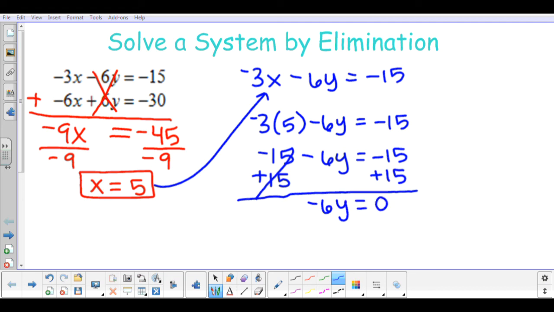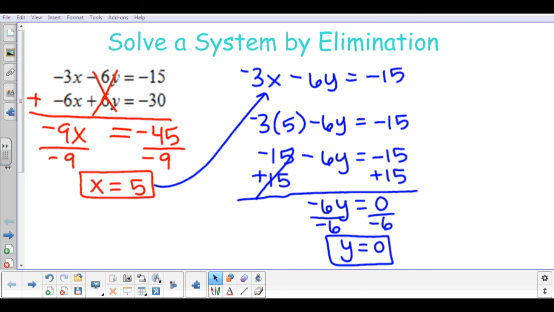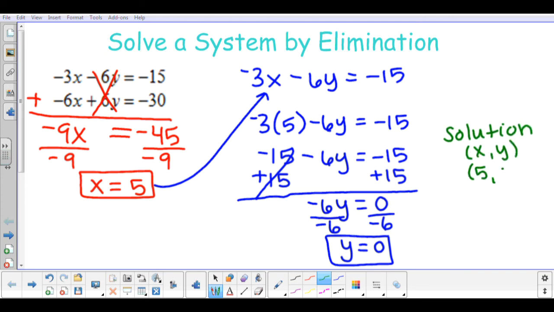Now that's fine. I can then divide by my -6, and 0 divided by -6 still leaves us with a y equal to 0. Now, like with all of our other answers, with the graphing and the substitution, the answer needs to be written as a point. So it's x comma y. So I have 5 comma 0 as my final answer.